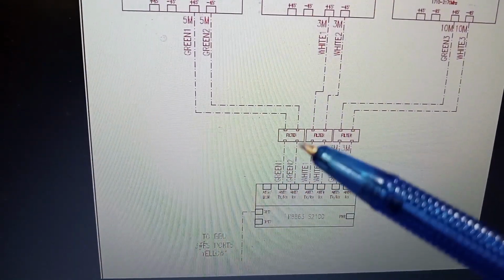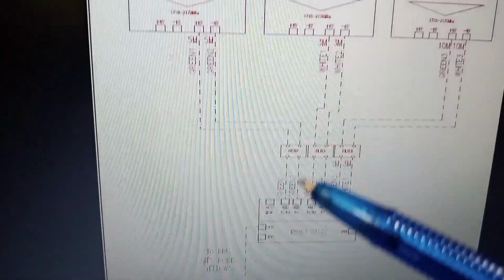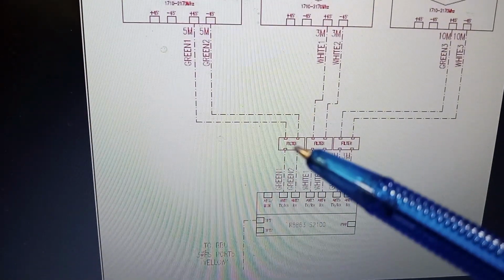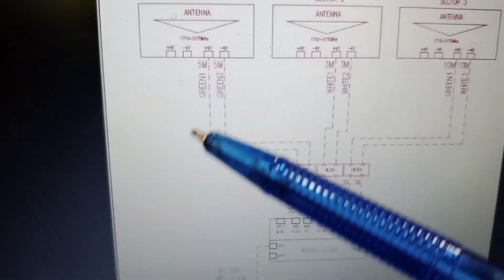This one, the dotted line, is shown as the jumper wire. These jumper wires are connected with the filter, and that filter is connected with the antenna.